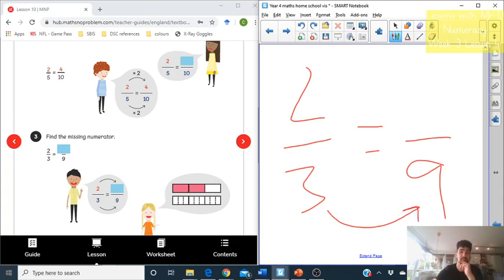If you know your times tables very well, you'll know that 3 and 9 are multiples of something. What times by what makes 9? 3 times 3 makes 9. 3, 6, 9. So then I just do the same. 2 on top. 2 times 3 is 6.